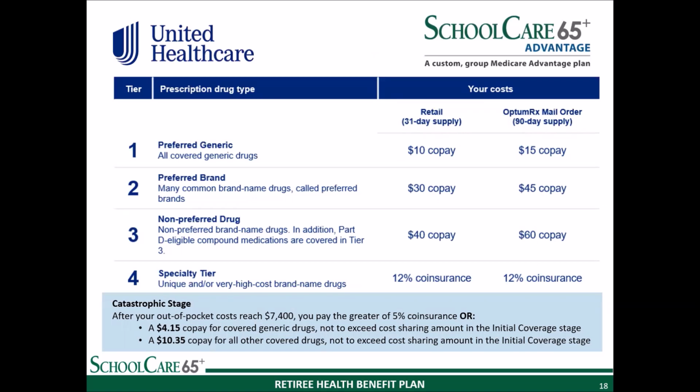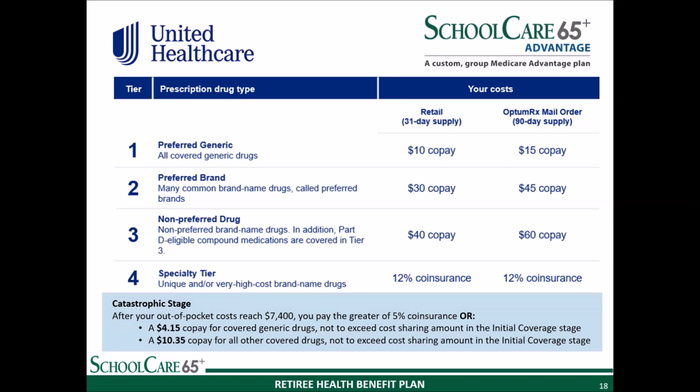Tier 1 consists of preferred generic drugs and are covered at a $10 copay for a 31-day supply or a $15 copay for a 90-day mail order supply through Optum Rx mail order. Tier 2 consists of preferred brand drugs and are covered at a $30 copay for a 31-day supply or a $45 copay for a 90-day mail order supply through Optum Rx mail order.